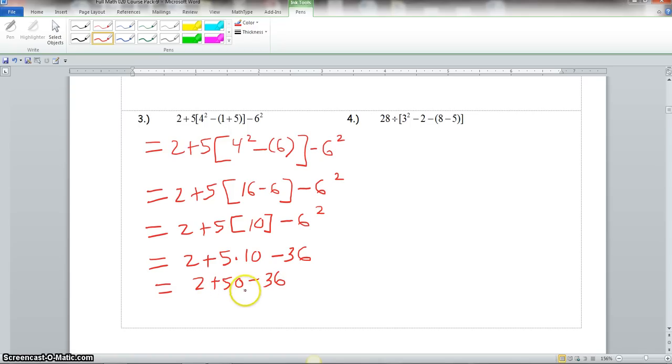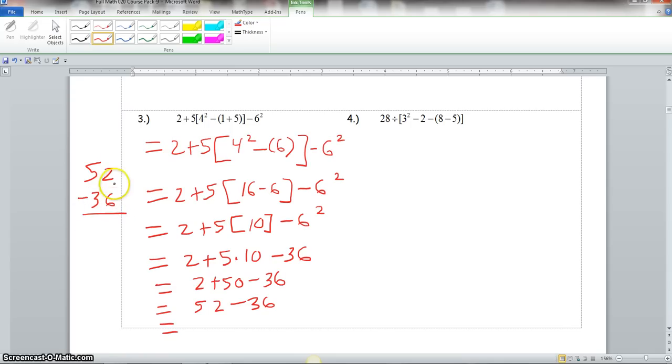Now addition and subtraction have the same rank, so we do whichever one comes first from left to right, and it happens to be addition. So 2 plus 50 is 52 minus 36. Now we have to subtract 52 minus 36. Now we can go off to the side here and take 52 minus 36.